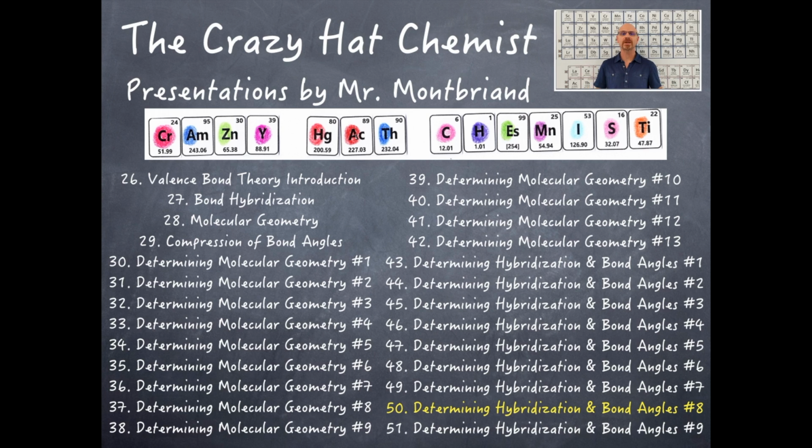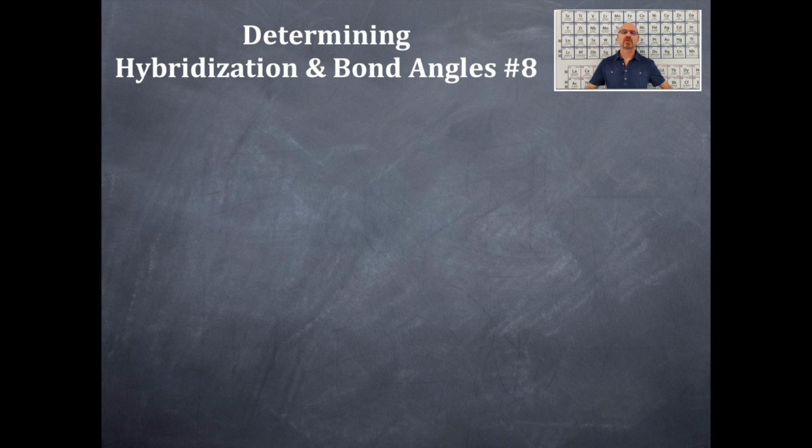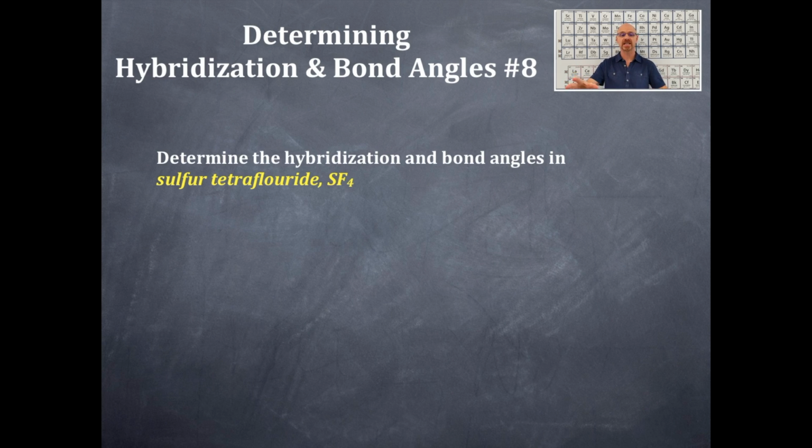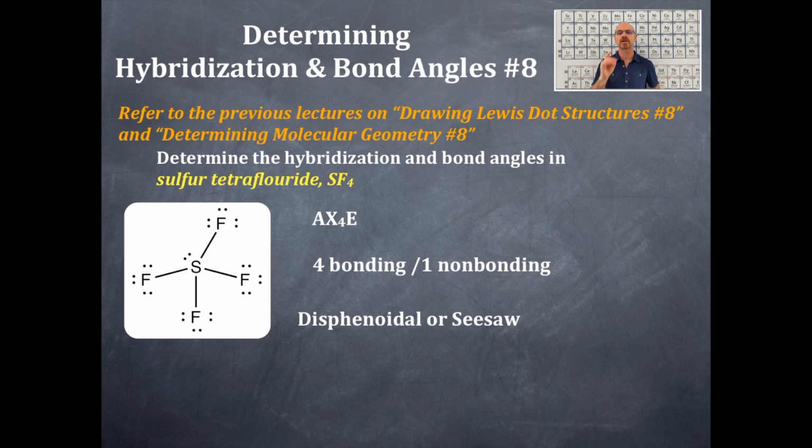So here's another video in bonding. Bam! We're going to determine the hybridization and bond angles for number 8. What is number 8? Number 8 is sulfur tetrafluoride, that's SF4. You're going to review 2 videos before you continue on with this one. One of those videos is drawing the Lewis dot structures for number 8, sulfur tetrafluoride, and the other is determining the molecular geometry of number 8, also sulfur tetrafluoride. From those 2 videos, you're going to get the information that you see on this slide.